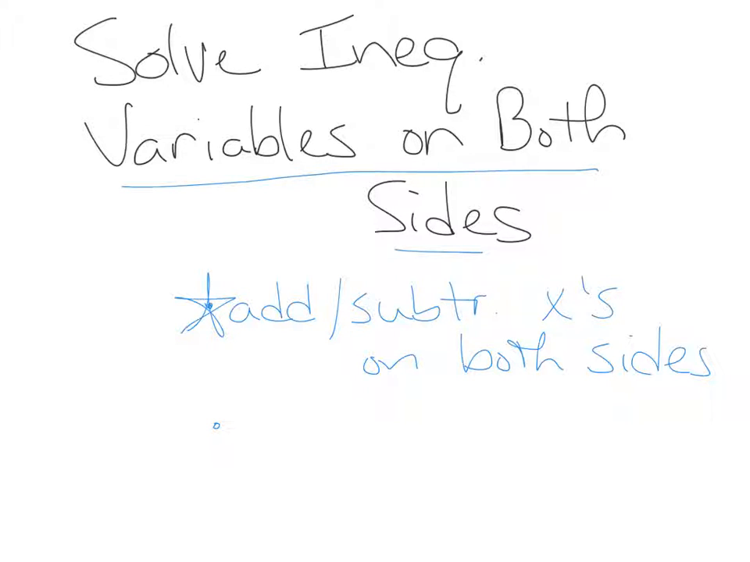You don't have to do it that way, but it is the most efficient way and it can eliminate a lot of mistakes. So just kind of keep that in mind. So let's look at this example. So I have 3x plus 6 is greater than x plus 4.